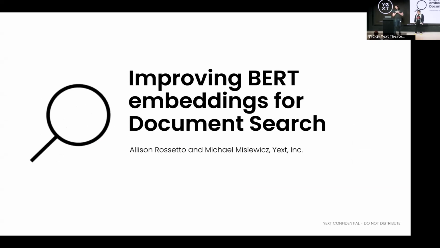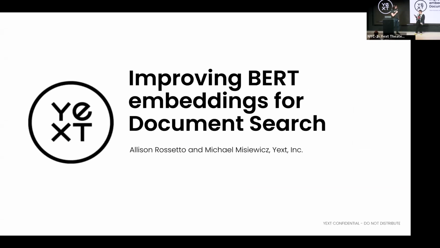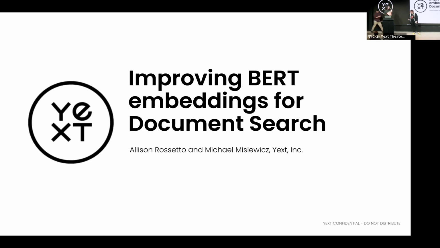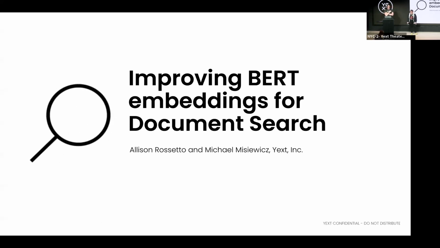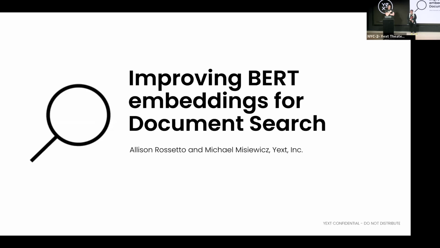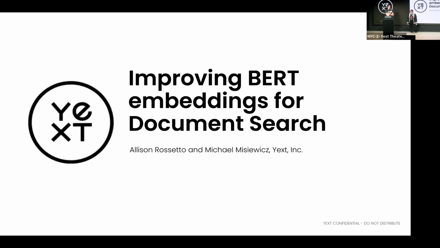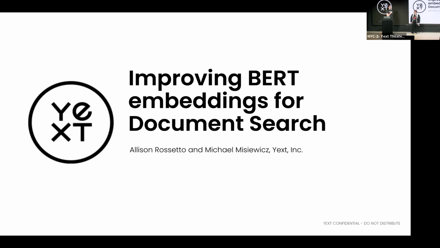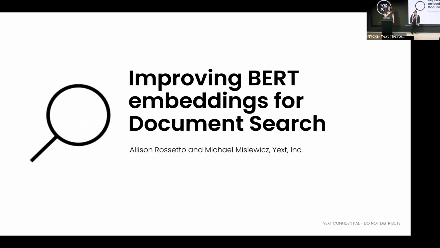Today we're going to be talking about some things we've done to improve the quality of BERT embeddings for document search. And just in case, I assume everyone knows what an embedding is, but I'm always in the clouds, and so I sometimes forget. So just to make it clear, an embedding is a vector representation of something. And what that something is, we'll get into, but that's the gist of everything going on here.